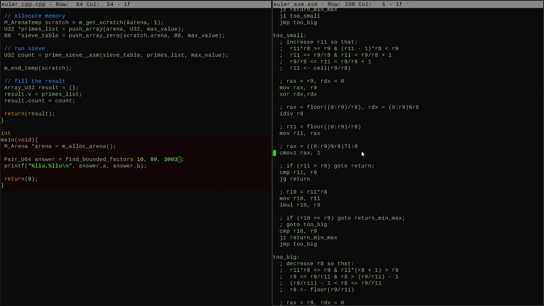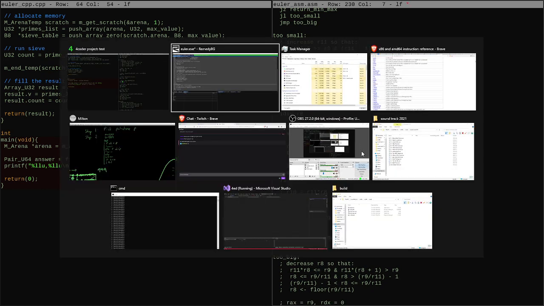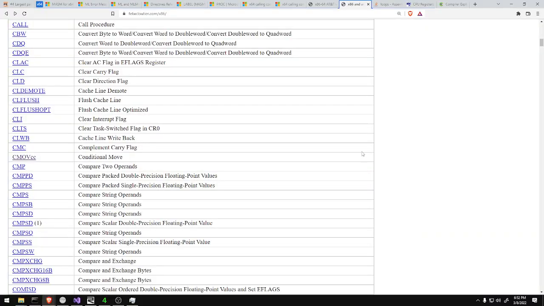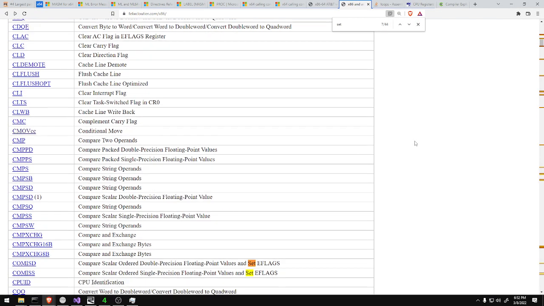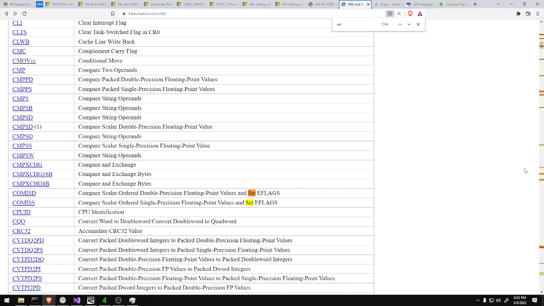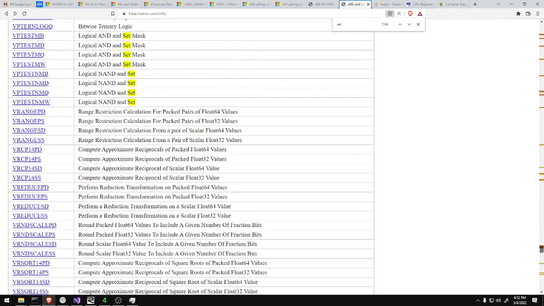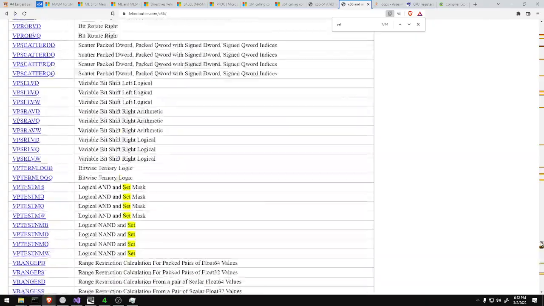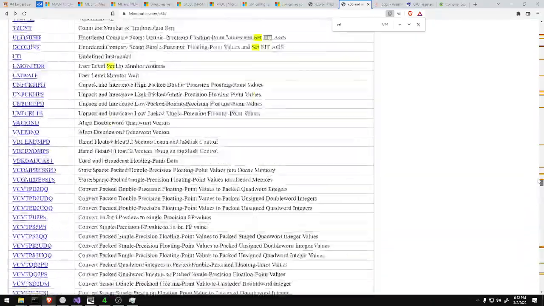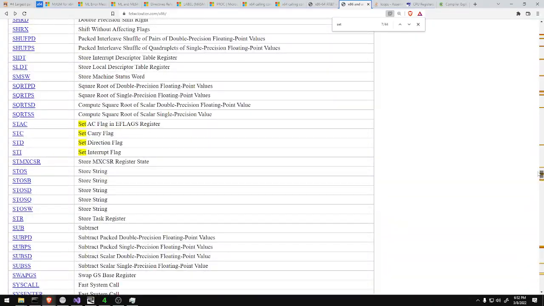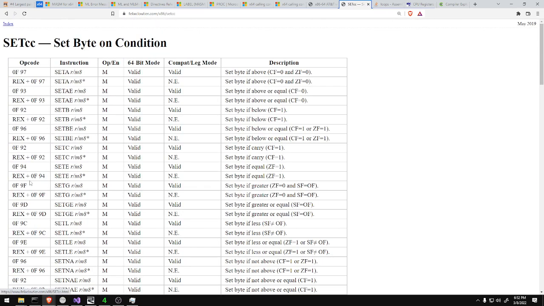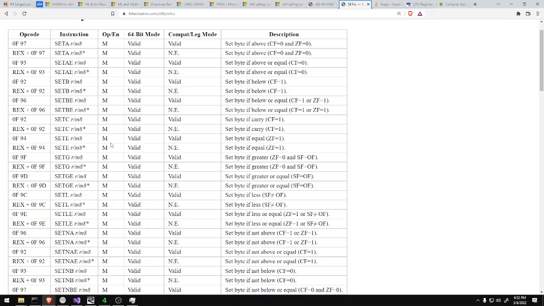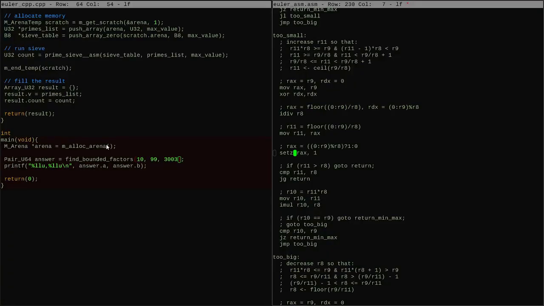Wait, there was another way to do this. I think there's like set Z. Is that what I need? Pretty sure there's an instruction that just does that. Yep. Set byte on a condition. So if they are equal, then set RAX.